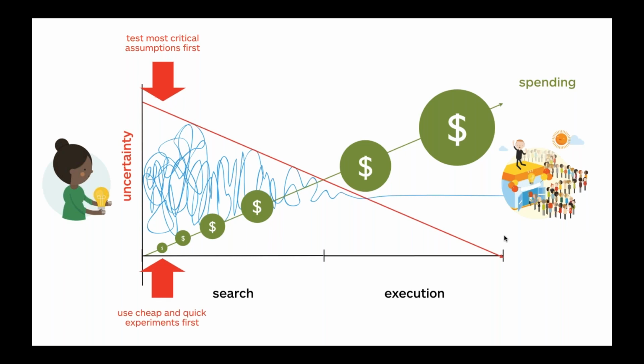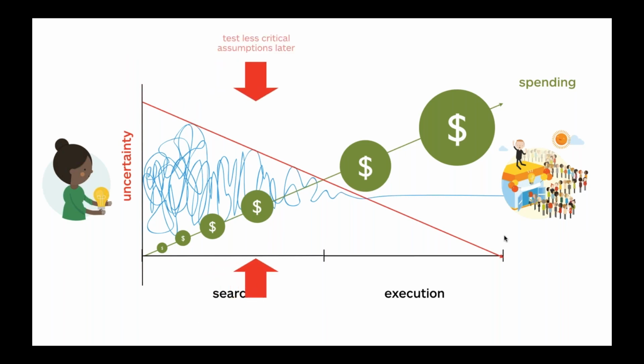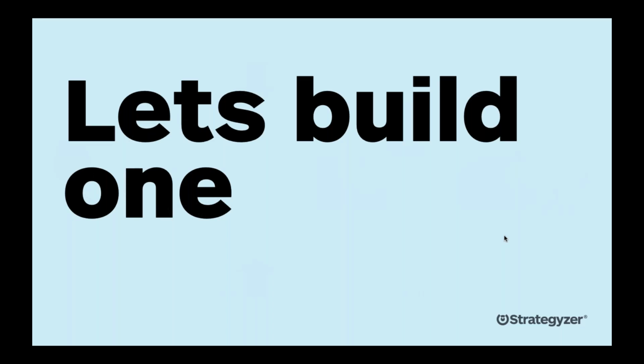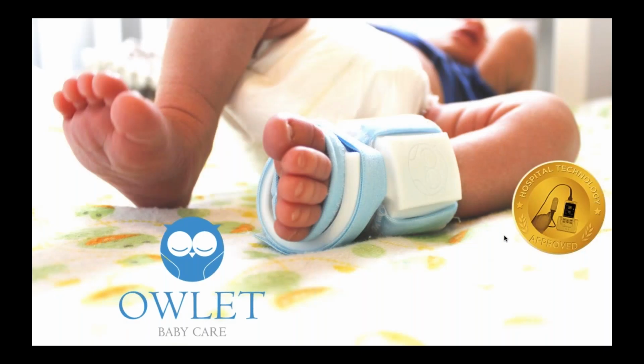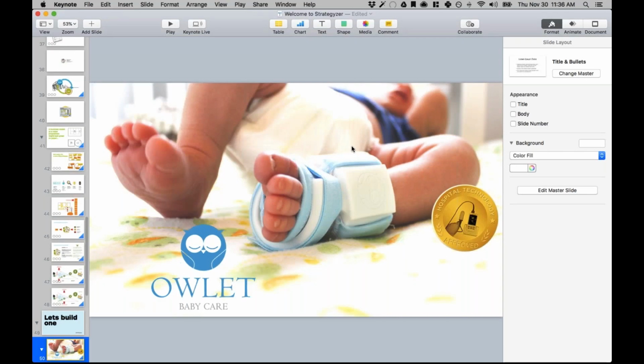Use cheap and quick experiments first, and test the less critical assumptions later. Spend a little more time and money later on, when the risk is lower. So let's go through a really quick example, Owlet Baby Care. I'm just going to build up this business model and value proposition for you really quickly and show you an example of a test that they did and how that ended up pivoting.